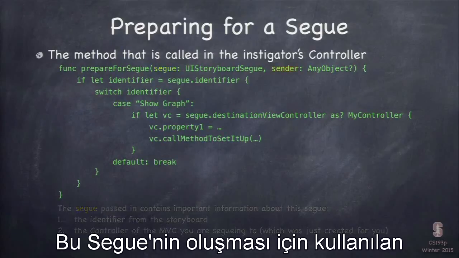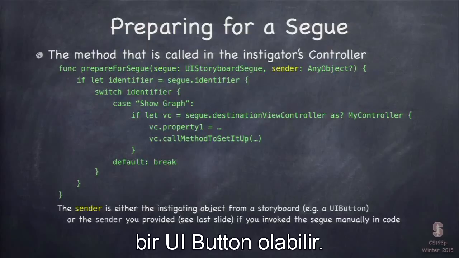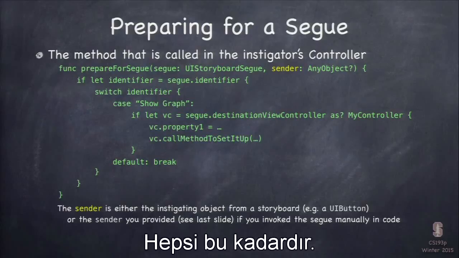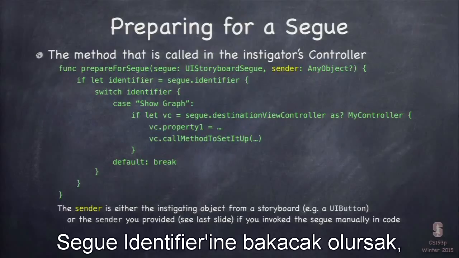It has a second argument there, which is sender. That's just the UIButton or whatever that caused the segue to happen. You don't usually need to look at that, but sometimes, as we'll see later in the quarter, we will want to. But that's all it is. It's just what object caused this segue to happen.